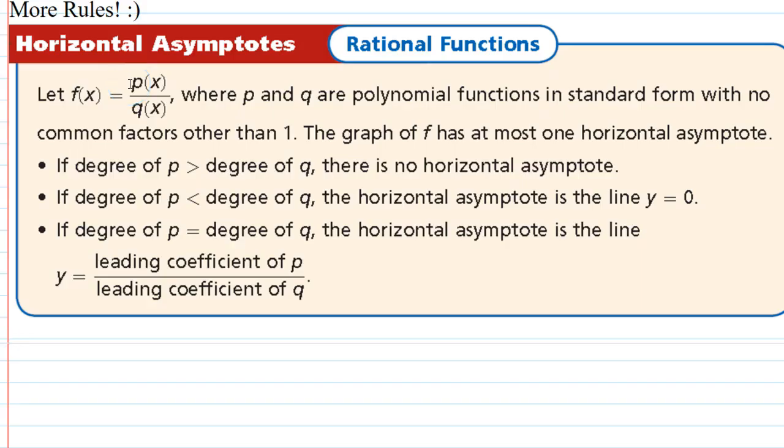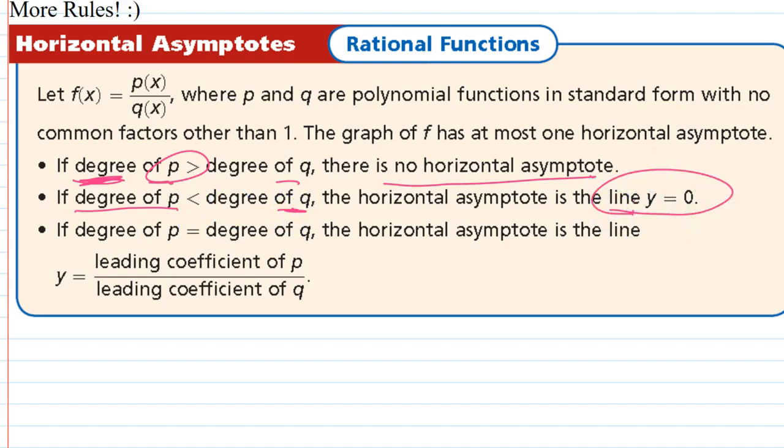Alright, some more rules. If I have these two things on top of each other, if the degree of the top one is greater than the degree of the bottom, there is no horizontal asymptote. Now realize, up till now, we've only been dealing with the vertical, the up and down asymptotes. We haven't talked about the horizontal ones yet. Now if the degree on the bottom is less than the degree on top, we simply have a line at y equals 0. That's a horizontal asymptote.